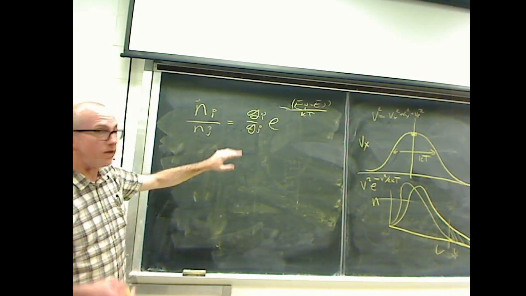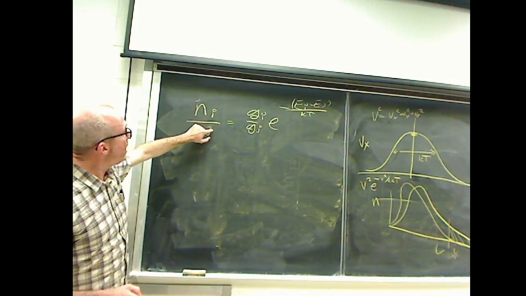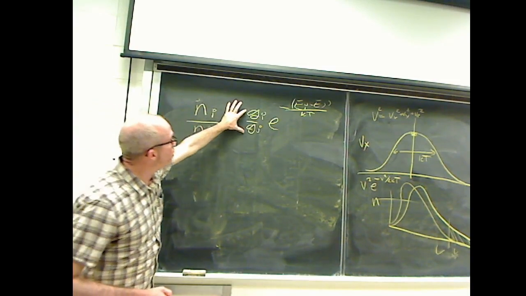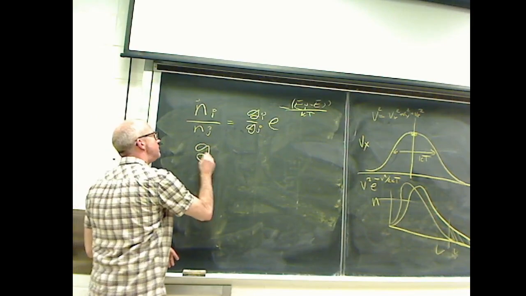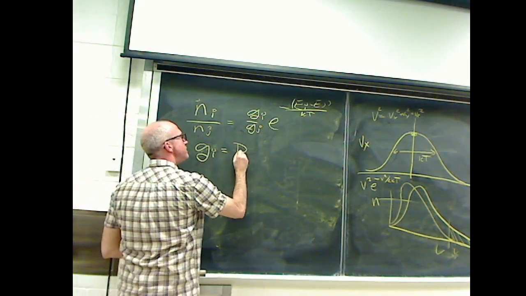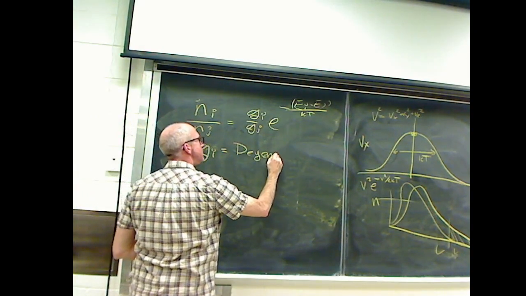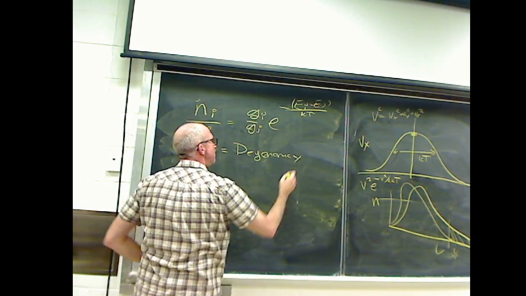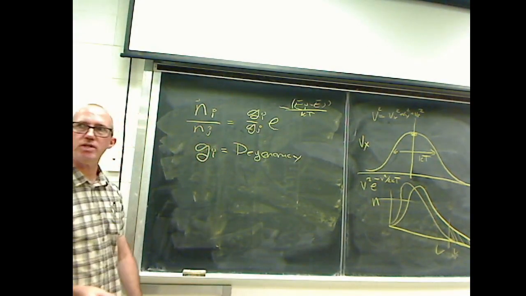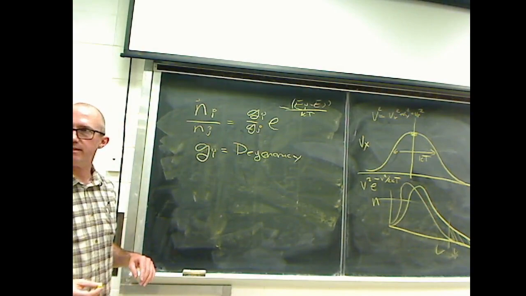What are G? So I'll tell you in a second. So I and J are two different levels. G is called the degeneracy. And this is how many atoms you can cram into that state.